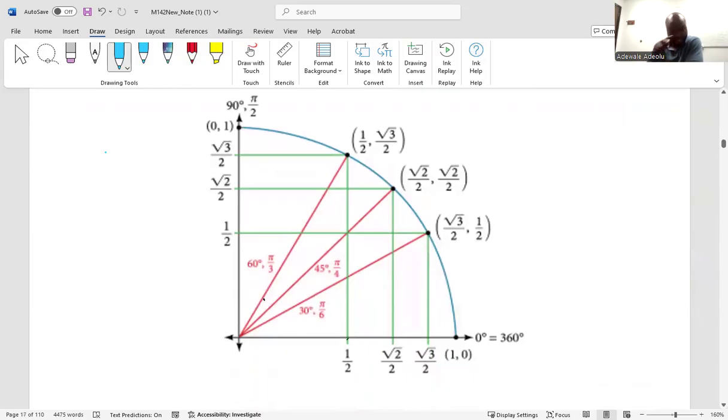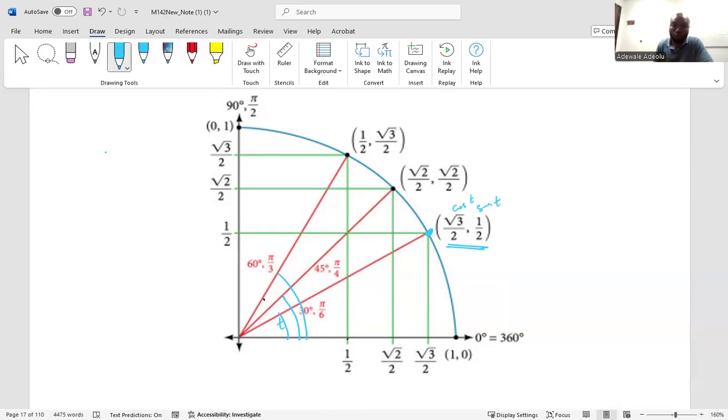Now, let us bring everything together. You can see for 30 degrees, we call these the coordinates or the terminal points. So these are the values, the cosine and the sine of that angle. In this case, our angle t is 30 degrees. So the same thing with 45, and the same thing with 60 degrees or pi over 3.